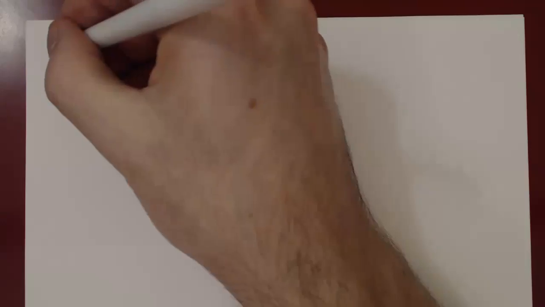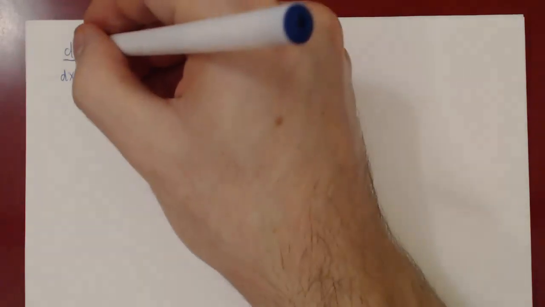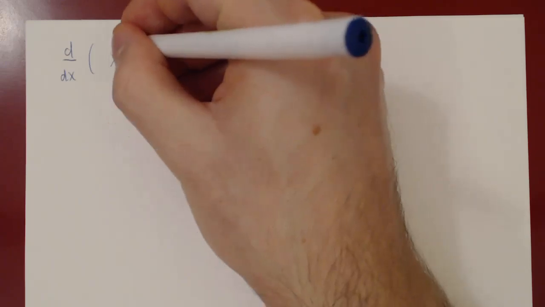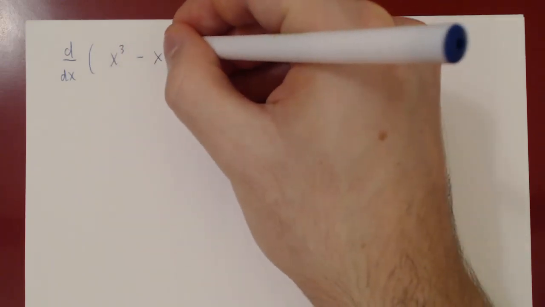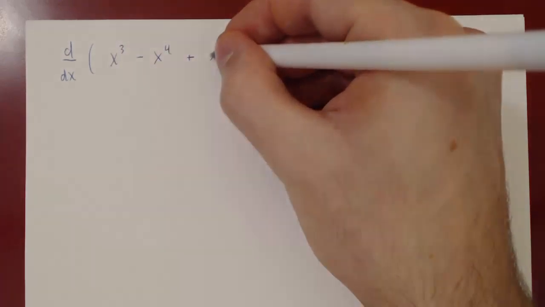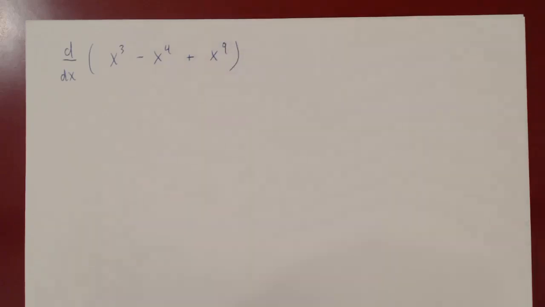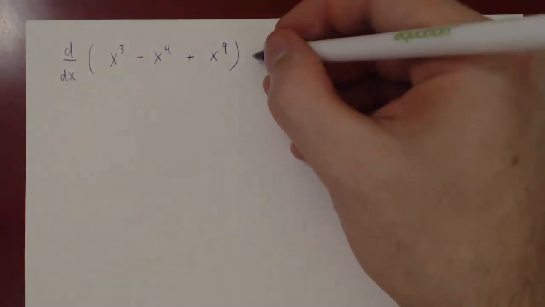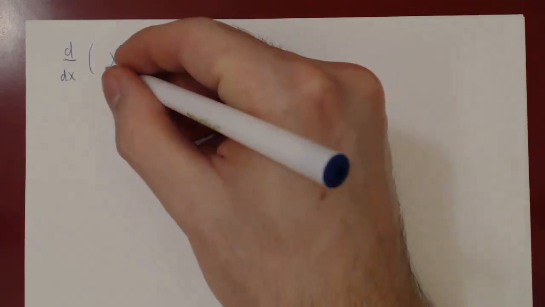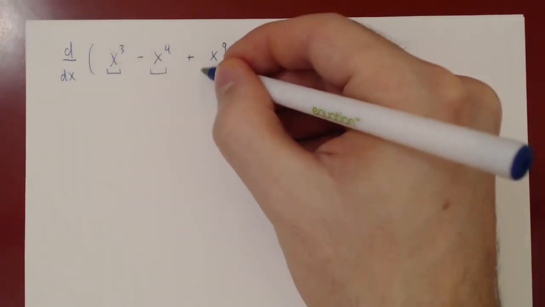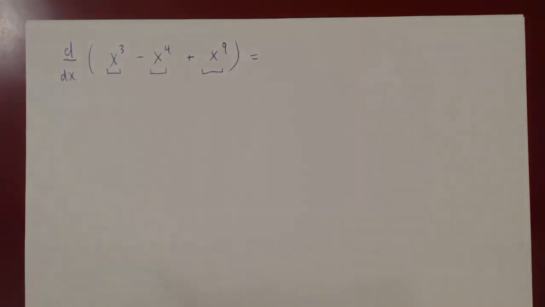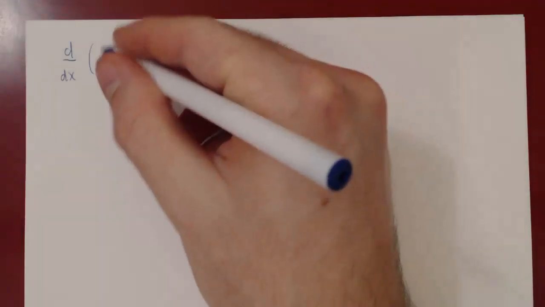So what if we said, let's find the derivative with respect to x of x cubed minus x to the 4 plus x to the 9. Well, we look for the derivative of a sum of three functions, this function minus this function plus this function, and the derivative of a sum or a difference of functions is the sum and difference of the individual derivatives. So, we first differentiate x cubed.